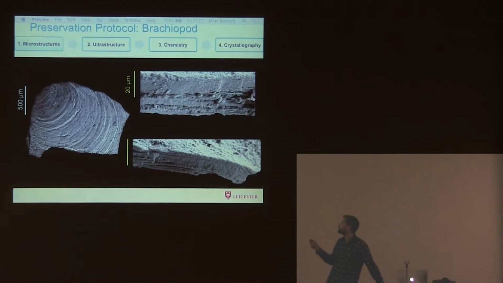We find compact laminae of phosphate separated by more porous laminae, which would have in life been very organic rich.